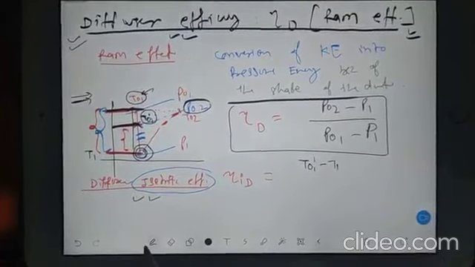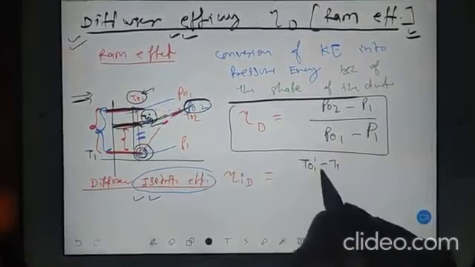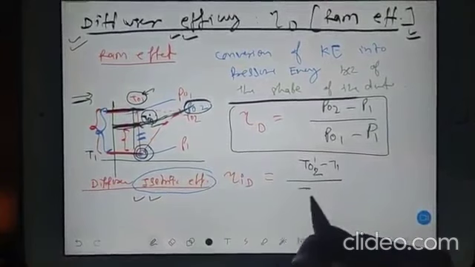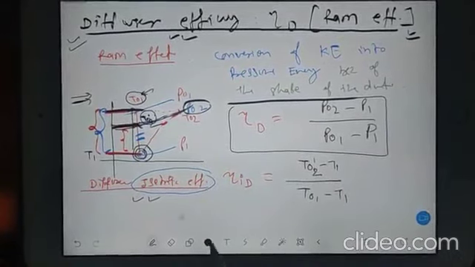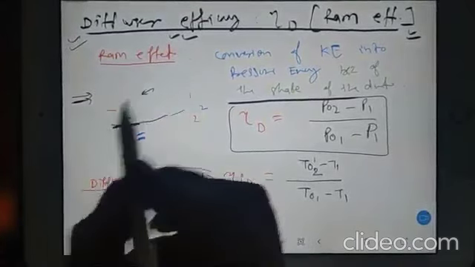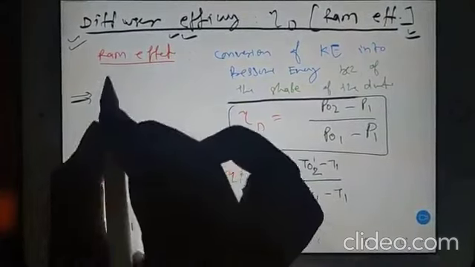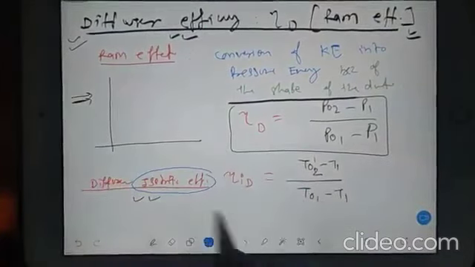Sorry, it will be T02 dash, because it is the second pressure line. So T02 dash minus T1, divided by T01 minus T1. I will draw this diagram again and explain properly so it is not messy. I am exceeding 11 hours, but no problem. Just the last topic I am taking.